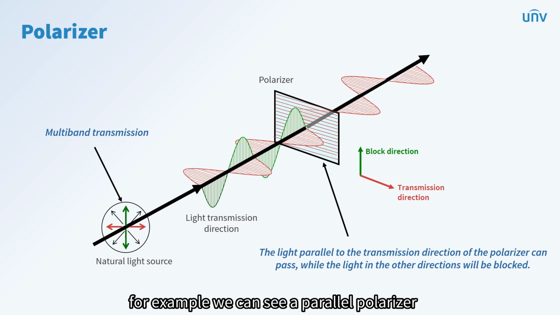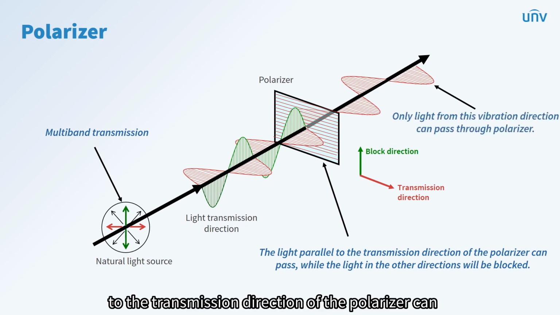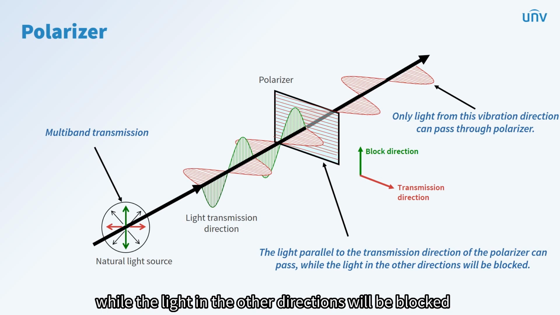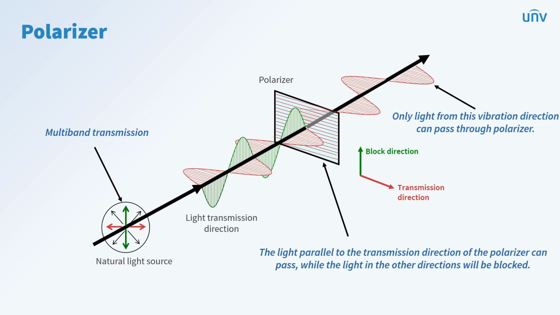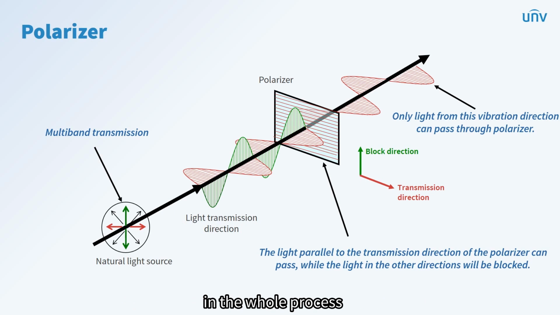For example, we can see a parallel polarizer. Only the light parallel to the transmission direction of the polarizer can pass it, while the light in the other directions will be blocked. Now let's see how the polarizer works in detail in the whole process.